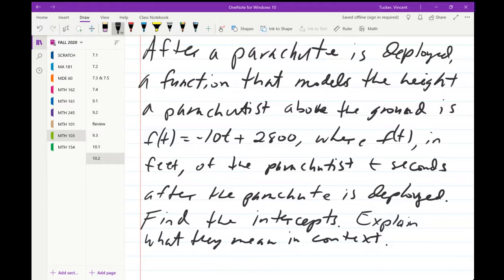All right, so after a parachute is deployed, a function that models the height of the parachutist above the ground is f of t equals negative 10t plus 2800, where f of t is in feet, the height of the parachutist t seconds after the parachute is deployed. Find the intercepts and then explain what they mean in context. I'll give you a chance to finish copying and then we'll look at it.